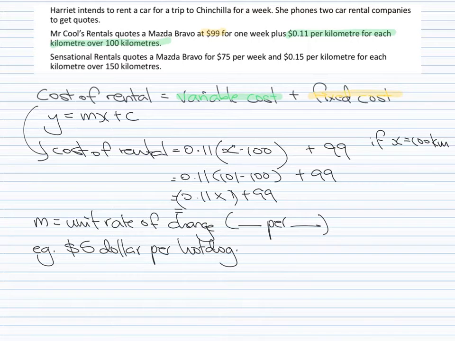So my cost would be 0.11 plus 99. Sorry, I do not have enough space here. So my cost of rental, if I drive 101 kilometers, will cost me 99.11, $99.11.